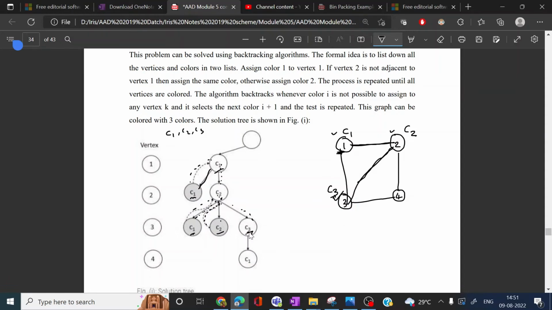Now node 4 is there. So we have to assign the color to node 4. It will start from C1. C1 is possible since it is not connected to vertex 1. So C1 is given. So here this graph is 3 colorable. 3 colors are used to color the graph without adjacent vertices having the same color.